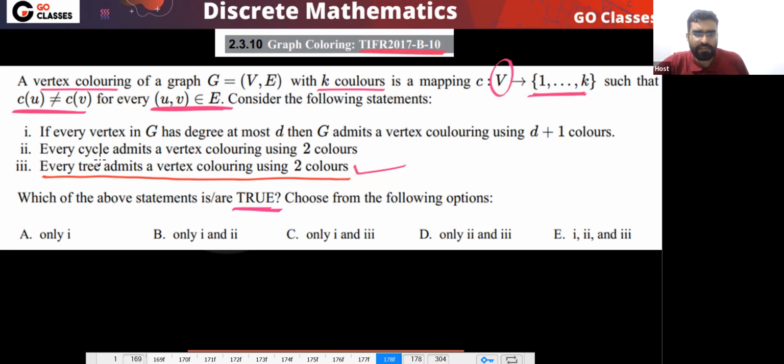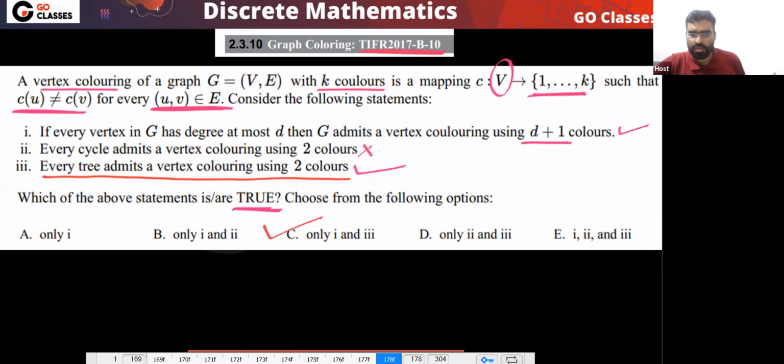What about this? Every cycle admits a vertex coloring using two colors? No. Okay, what about this? If every vertex has degree at most D, then G admits a coloring of D plus 1 colors, D plus 1 colorable. This is also correct. So the answer will be 1, 3.